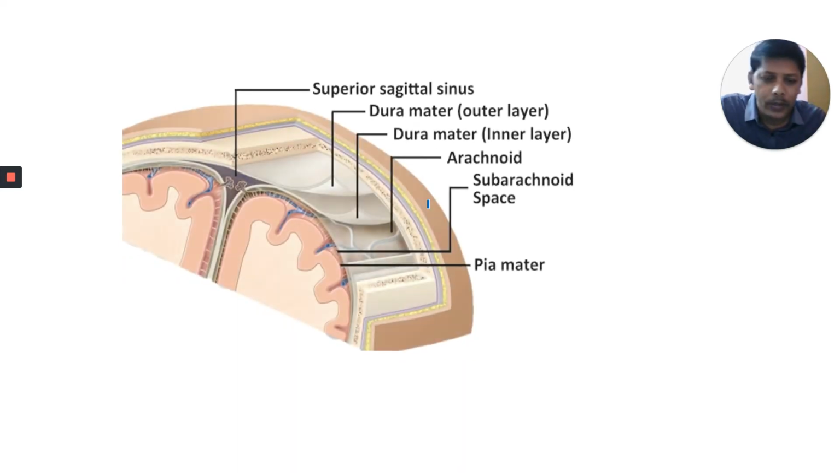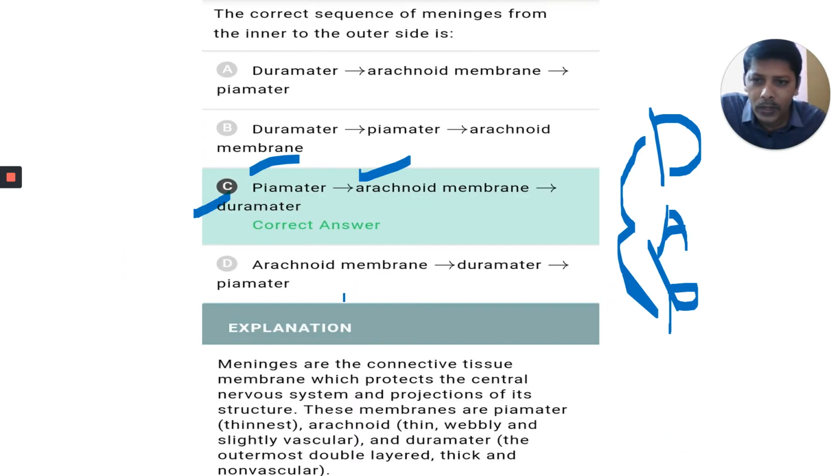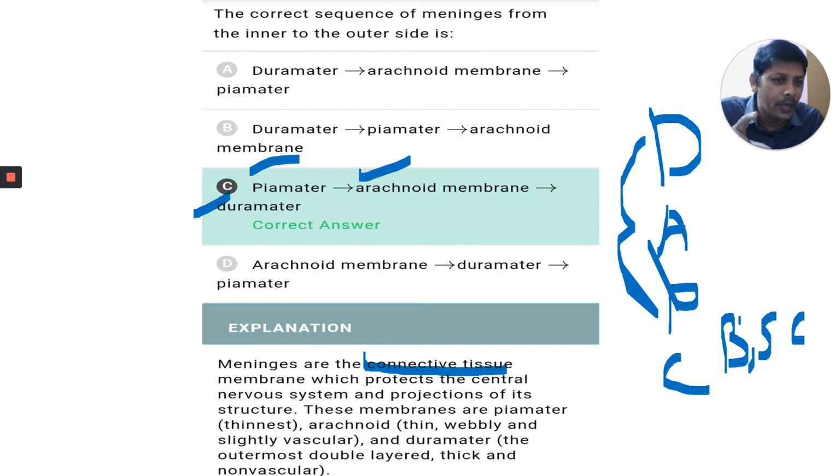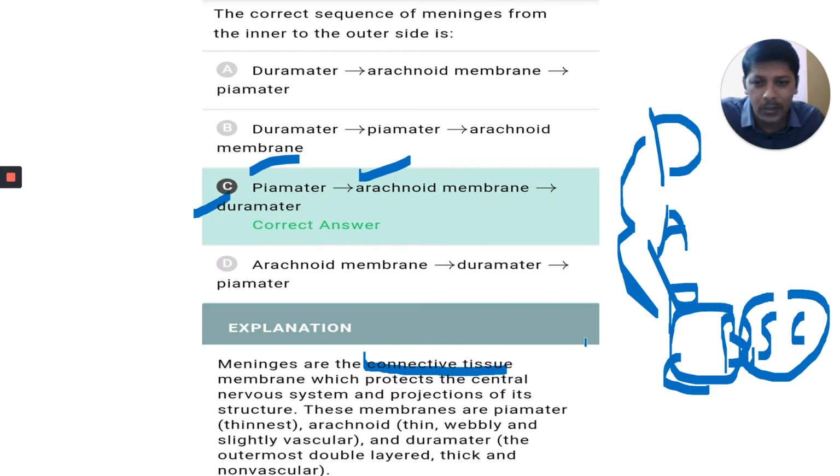Let us see once again what explanation is given here. Meninges are connective tissue membranes, made up of connective tissue, which protect the central nervous system, that means the brain and spinal cord. If they are present around the brain, they are called cranial meninges. If they are present around the spinal cord, they are called spinal meninges. The inflammation of the meninges is called meningitis. Sometimes inflammation occurs in the brain, and that is called encephalitis.